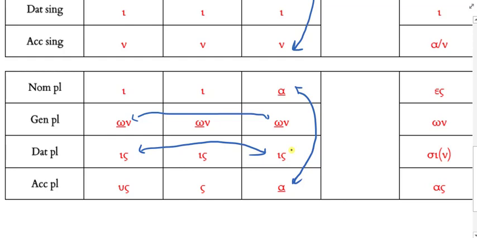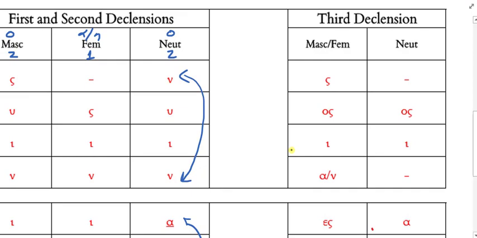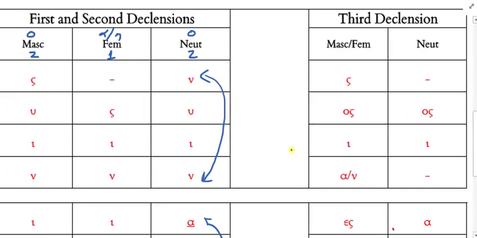All right, now let's take a look real quickly at the third declension nouns and their case endings. Here you should notice an instant difference between these two sets. Third declensions, remember, are stems that end with consonants, so they're consonantal stems. There's no omicron, alpha, or eta here. And you're going to add these case endings directly to the consonant, okay?